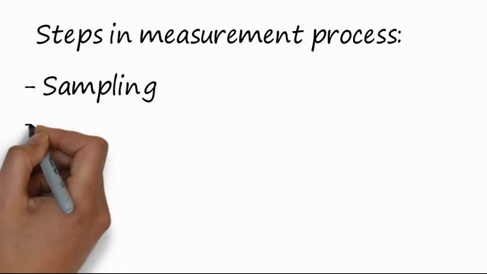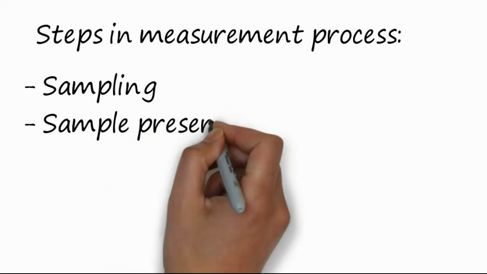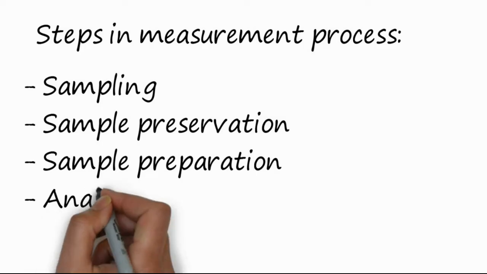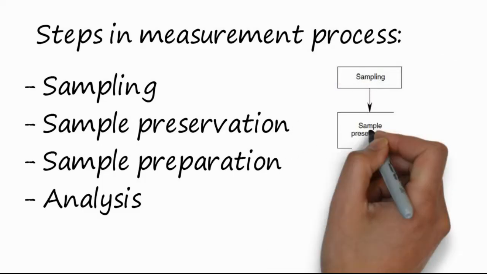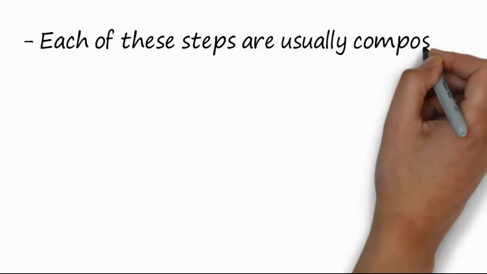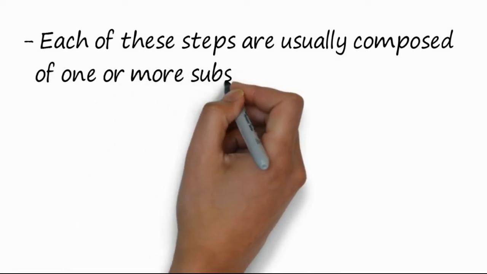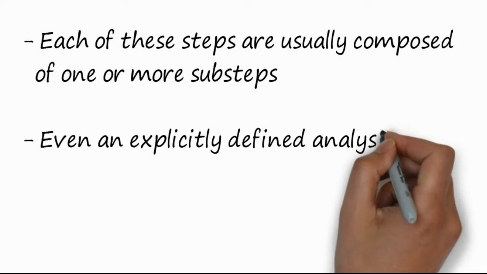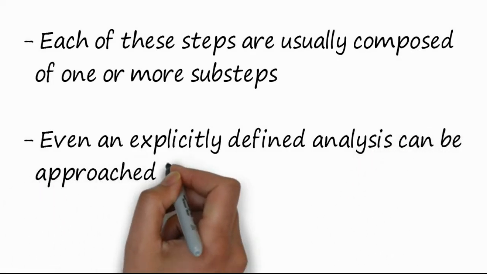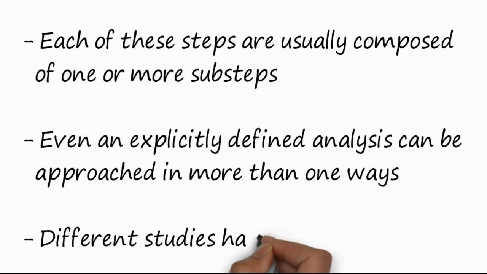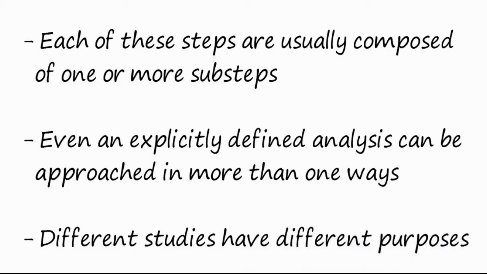And there are steps in the measurement process. These include sampling, preservation, then sample preparation, and the final step is usually analysis. So here in this graph you can see we go from sampling to preservation, then preparation, and then analysis. Each of these steps is usually composed of one or more sub-steps. Even an explicitly defined analysis can be approached in more than one way. So different analytical studies may have different purposes.